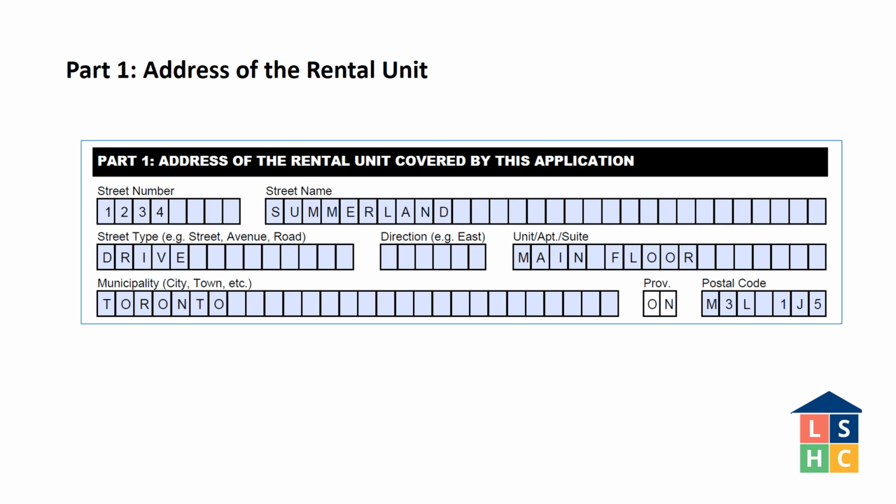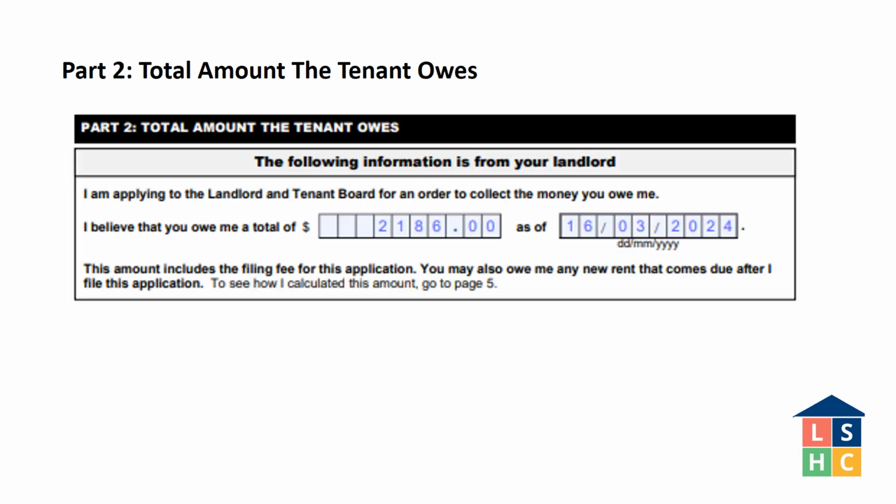Read the instructions on the first 2 pages as they will also assist with the completion of this application. Make sure that the address of the rental unit is properly indicated in Part 1. It may be helpful to fill out this section last since you will need the total from Part 6.